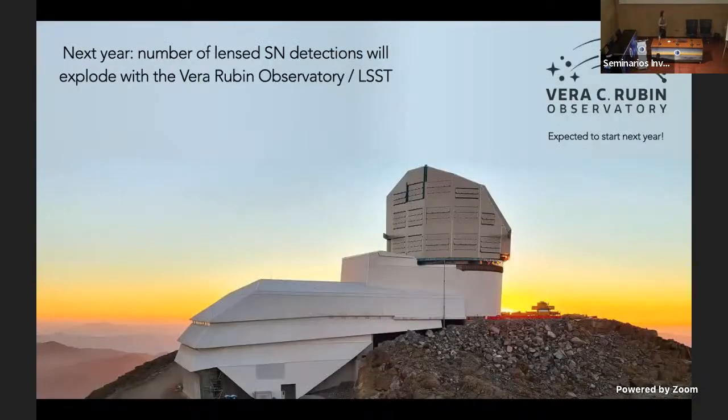And this will become especially important in the next decade, when we have upcoming telescopes like the Vera Rubin Observatory that will conduct the LSST survey. And this is a survey that will scan the southern sky, but looking deeper and in more colors. And expectations are that LSST will discover a lot more lens supernovae than we currently have.